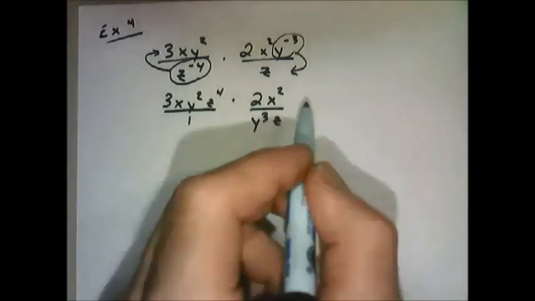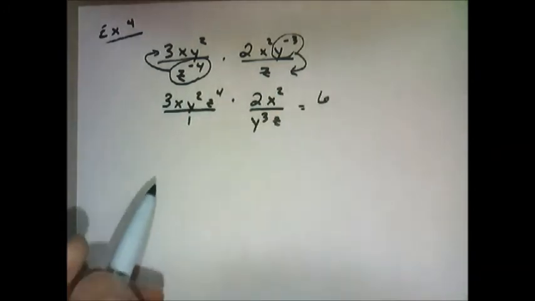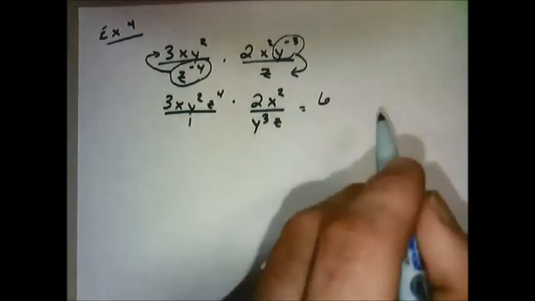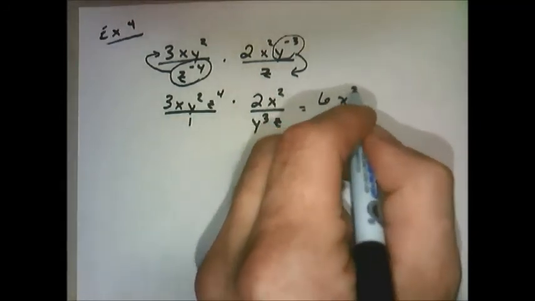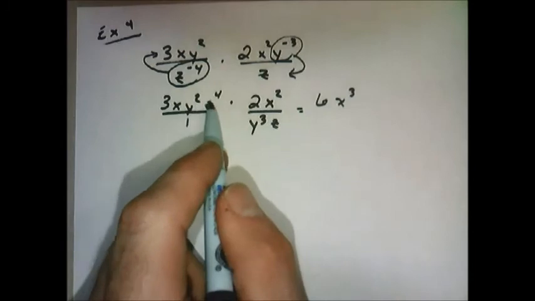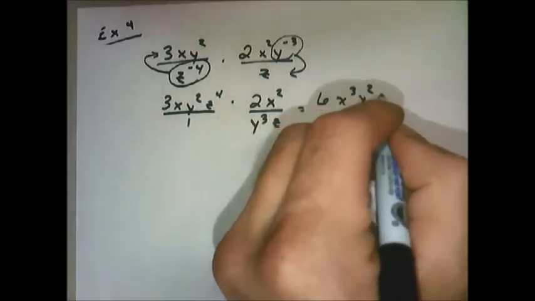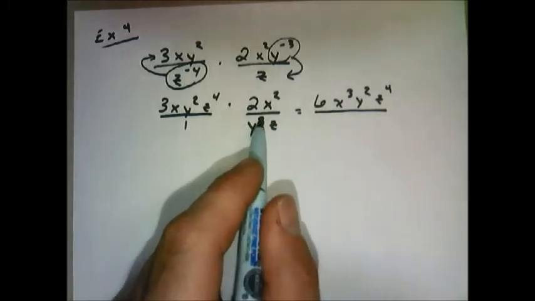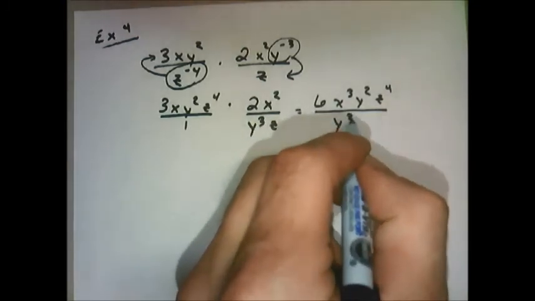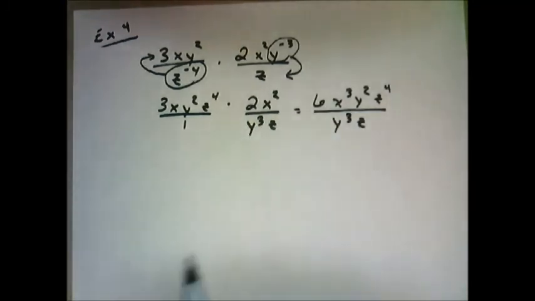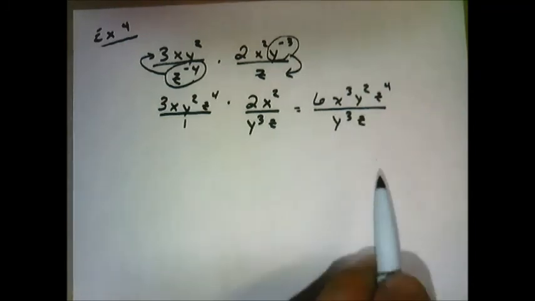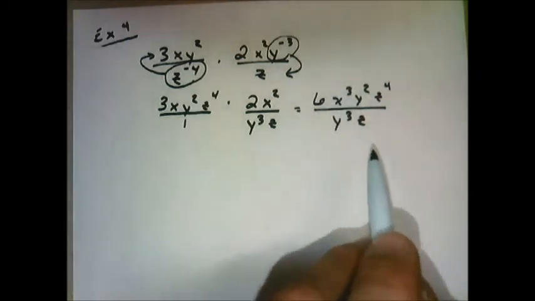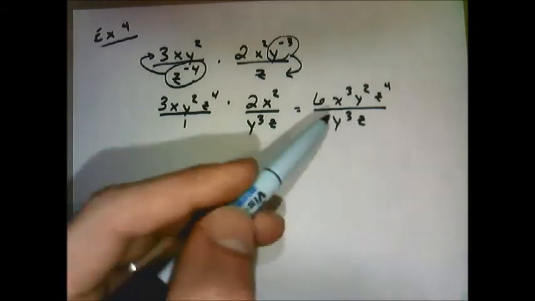So we have 3 times 2 gives us 6. We have x times x squared gives us x to the third. And then our y squared z to the fourth come across as well. And then in our bottom we have 1 times y to the third z. So we're going to just go ahead and bring them across. Now that we have a single fraction, we can go ahead and clean this up.